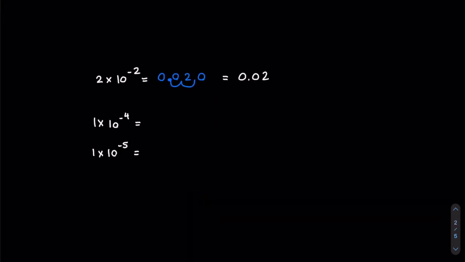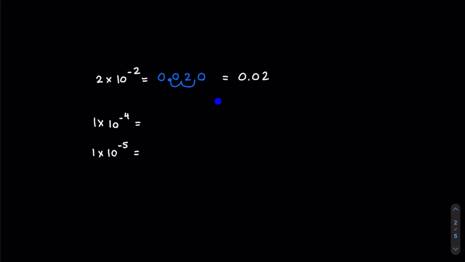So now let's do some negative examples here. As you can see now, it's the other way. 2 times 10 to the negative 2. Well, when it's a negative exponent, instead of moving the decimal place to the right, you're going to move it to the left. And in this case, we start here where the decimal place originally got us, and then we move to the left twice, so 1 and 2. So our new answer is going to be 0.02.